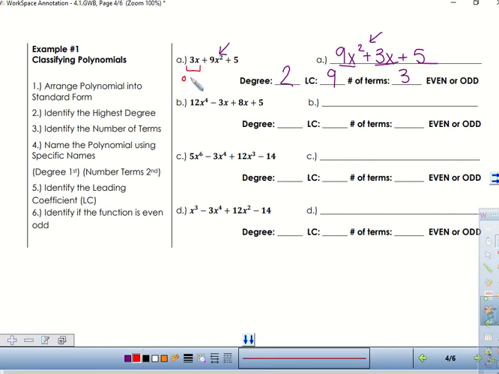This term right here is odd, because it's a 1. This term here is even, and then, like I said, constants are always even. So this is a mixture of odd and even, so it's neither.